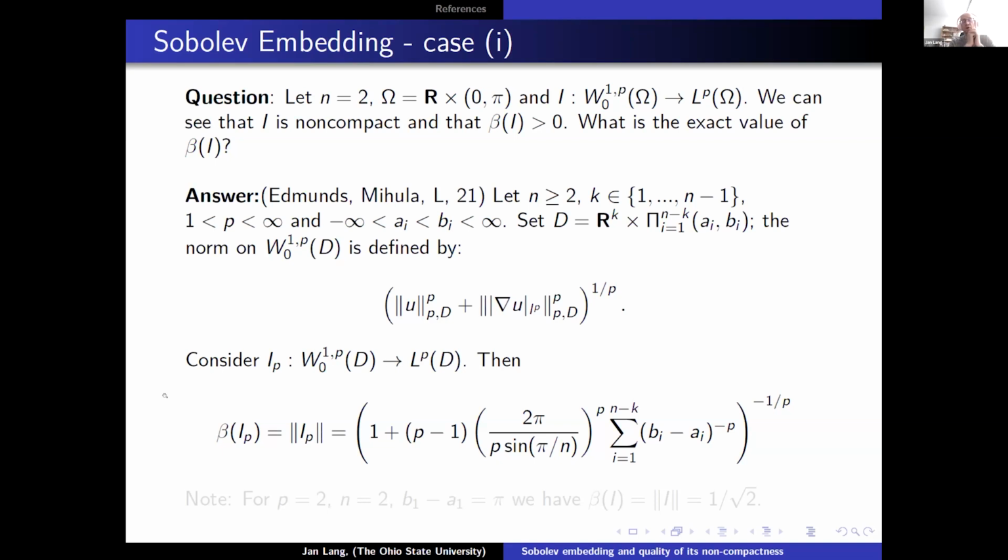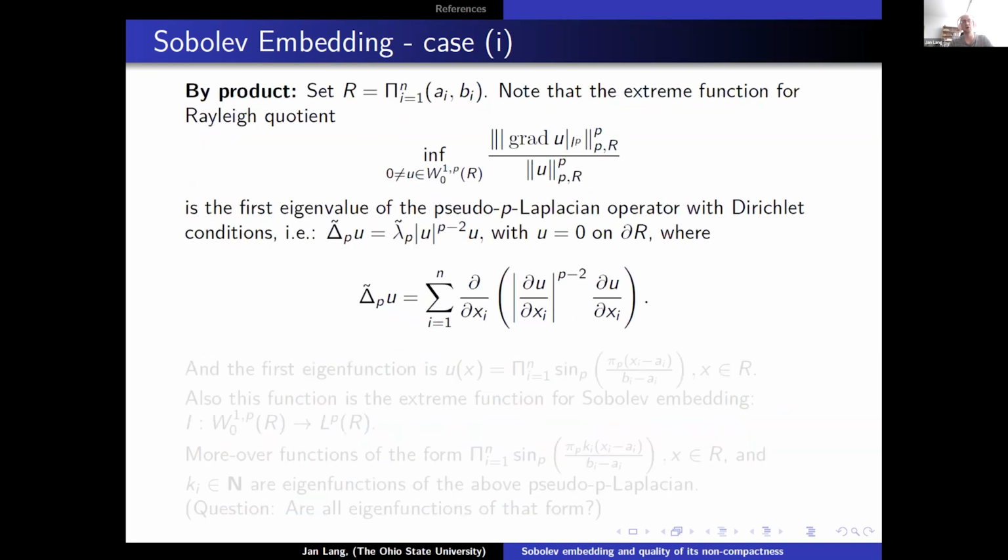In this case, we were able to obtain the exact value for the measure of non-compactness, and also the exact value of the norm. These two quantities were the same, which means this Sobolev embedding was maximally non-compact, for p as given here. Moreover, when we play with this, as a byproduct, we have some interesting results.